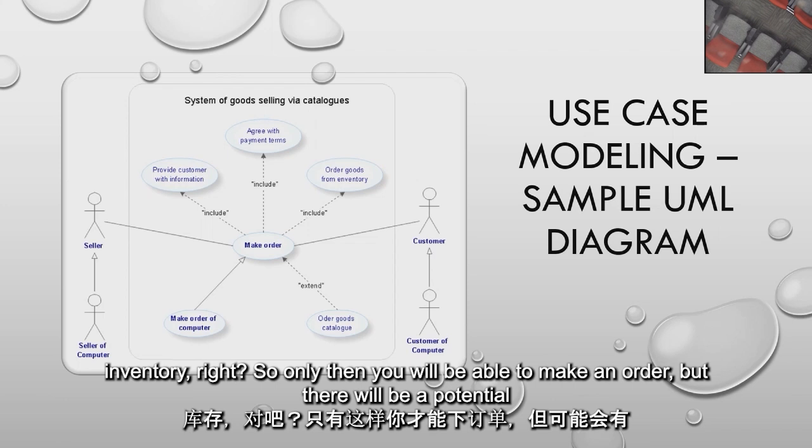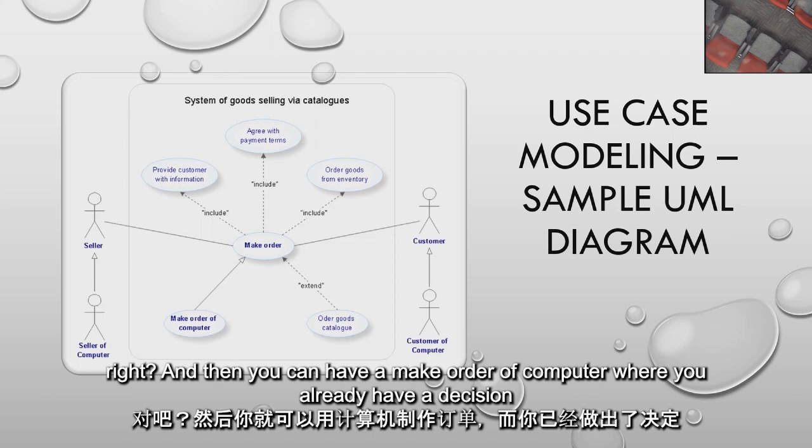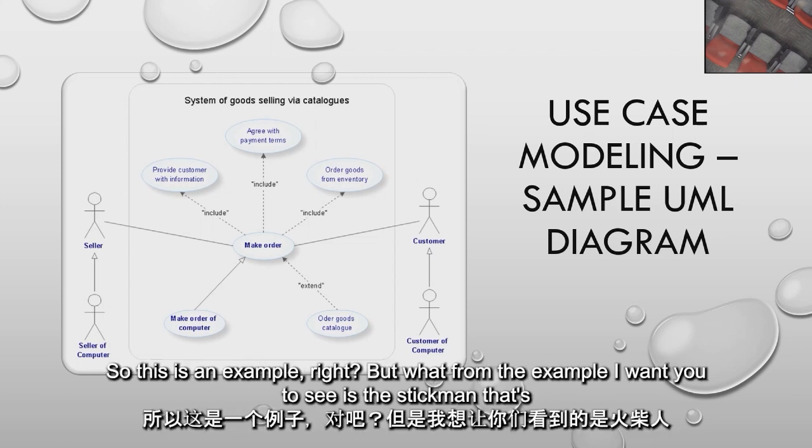But there will be a potential that make order, right? You can have order goods on catalog. There will be a potential, right? And then you can have a make order of computer where you already have a decision that you have to make. You already want to make an order of a specific type of product. So this is an example, right?